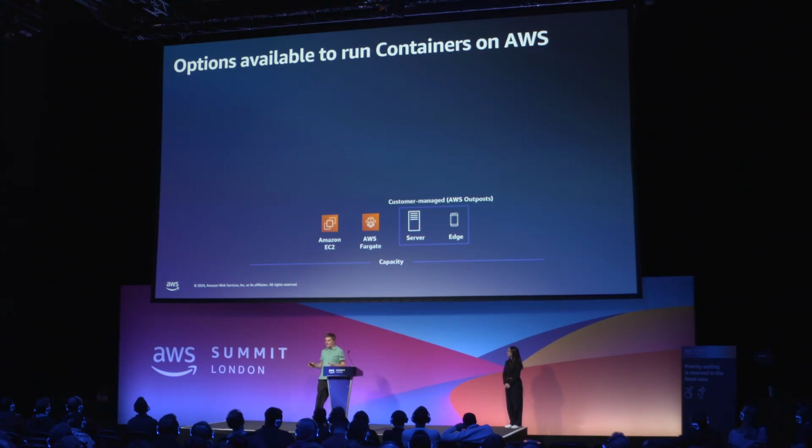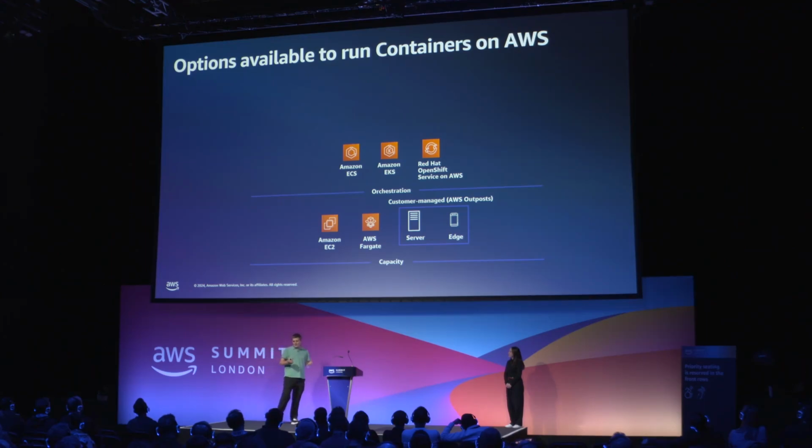So if we start at the bottom, think about capacity. This is where my container is going to run. Think Amazon EC2, AWS Fargate, our serverless offering. And with products like Amazon EKS Anywhere and Amazon ECS Anywhere, servers on premises or at the edge can also be considered capacity.